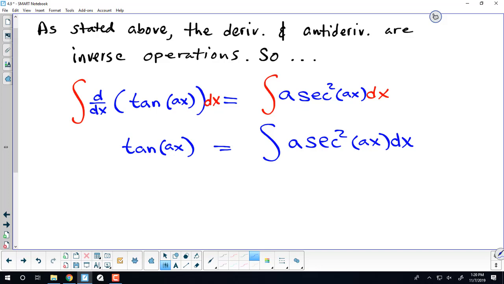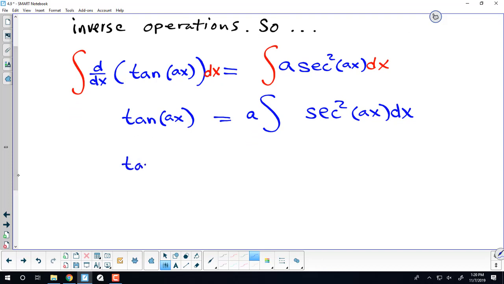And the only other step here is that a is a constant. So this is a constant times a function of x, and you can view that constant as sitting out front, multiplying the antiderivative. We just want a formula for the antiderivative of secant squared, so we divide both sides of our equation by a. So the tangent of ax all over a is the antiderivative of secant squared of ax, or 1 over a times tangent of ax.